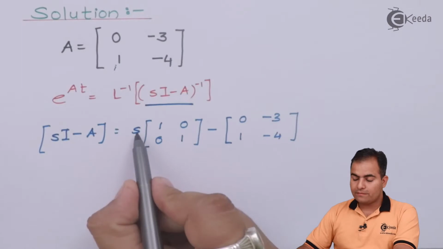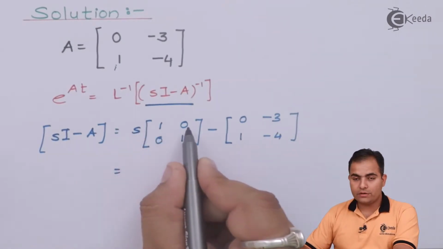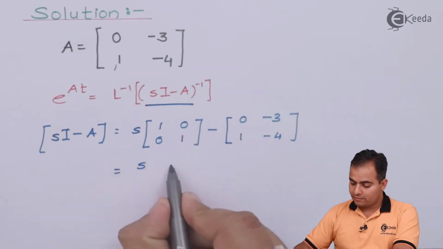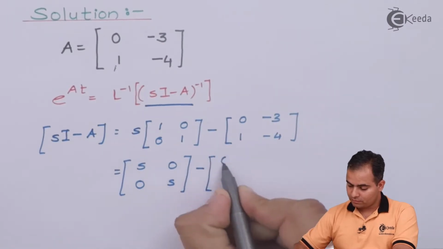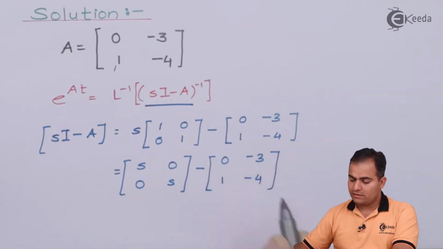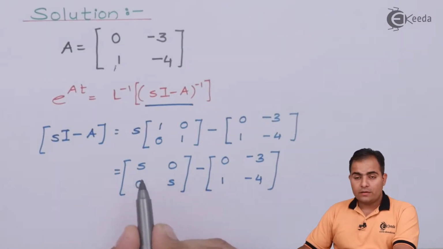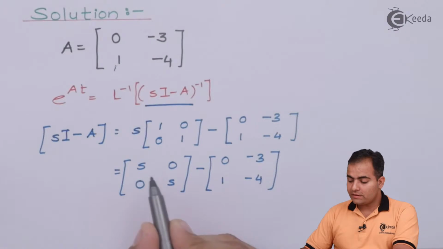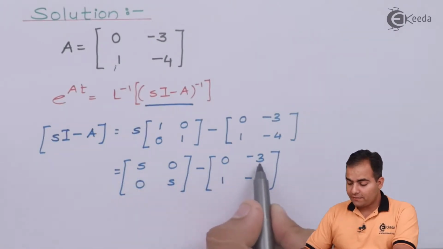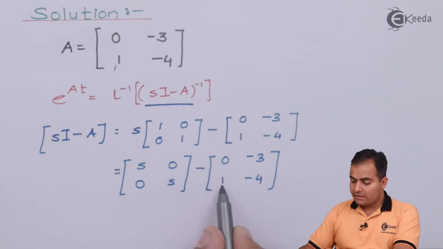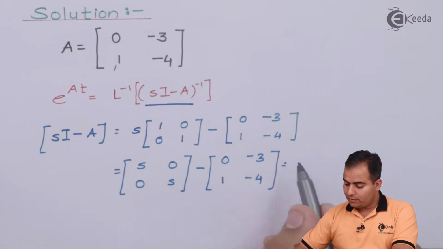Now, just perform the multiplication. So s into 1 is s, but s into 0 is 0. So we'll write this is our product and this is our A matrix. Now we will perform subtraction. How to perform subtraction? The first element is subtracted from the first, the second element from the second, the third from the third, and the fourth element is also subtracted from the fourth. So we will do the subtraction.